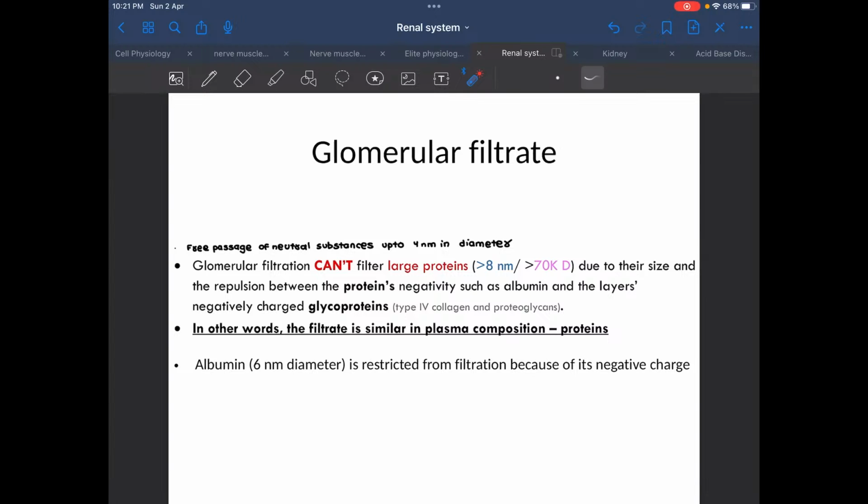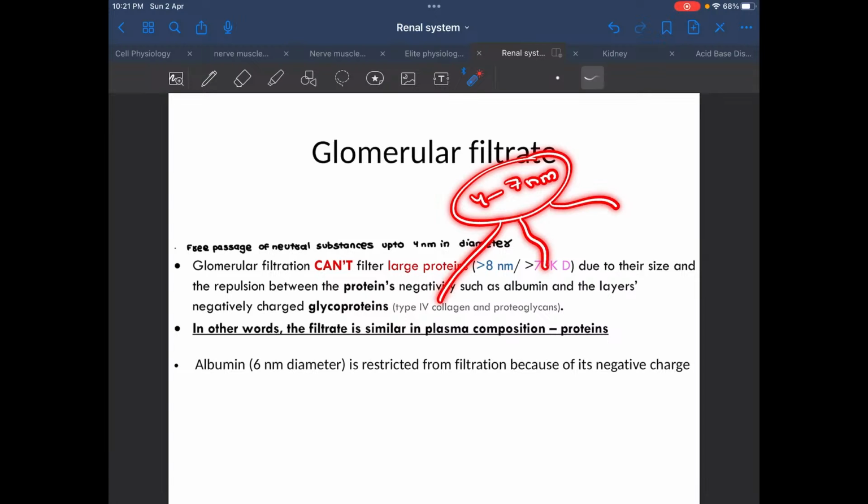As we discussed, up to 4 nanometers in size is very important. Up to 4 nanometers, any solute of any charge can pass through. That is only up to 4 nanometers. For 4 to 7 nanometers, it depends upon the charge.